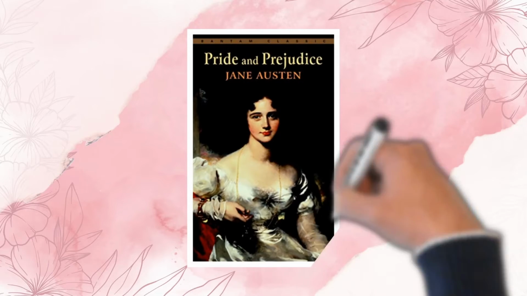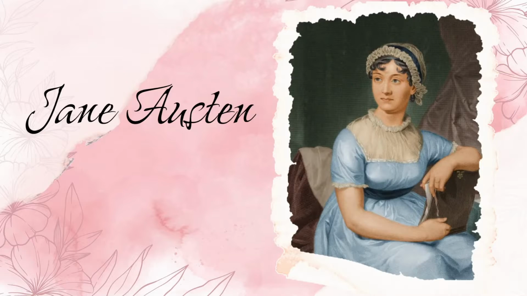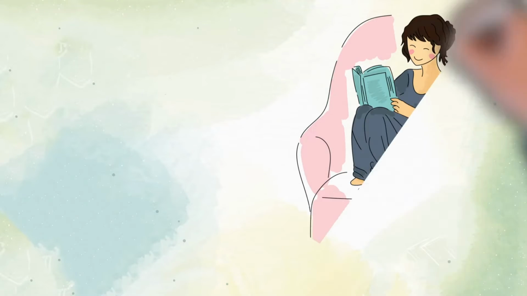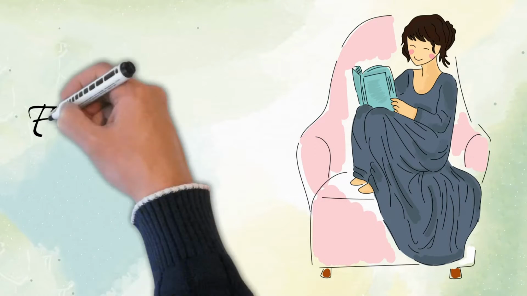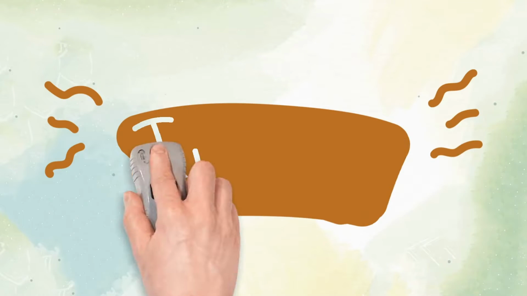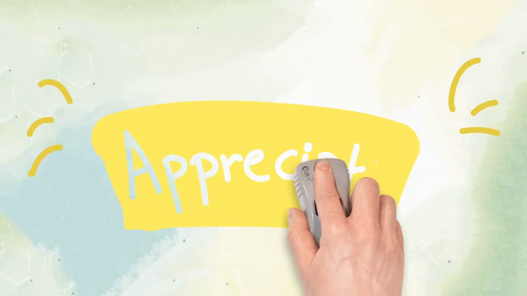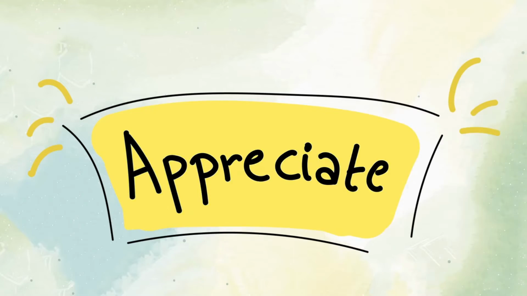Pride and Prejudice is an 1813 novel by the English author Jane Austen. The novel follows our protagonist, Elizabeth Bennet, on her character development, who learns about the consequences of hasty judgments and begins to appreciate the goodness in one's heart over superficiality.